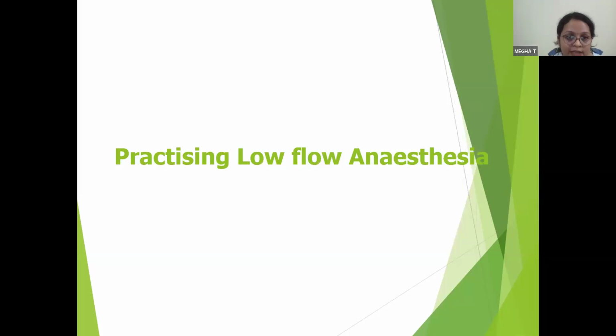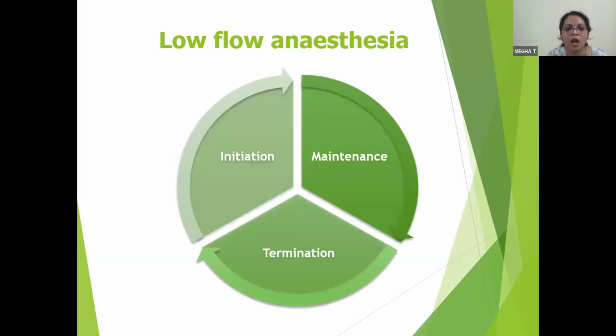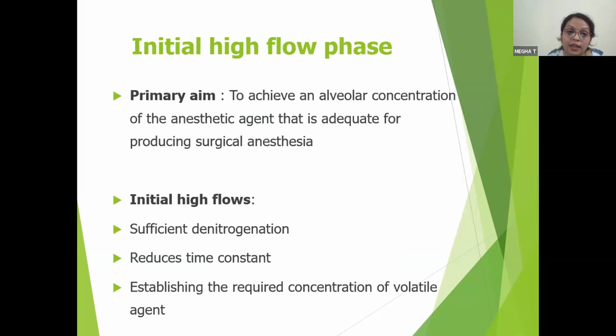So coming to, we have seen the theory part. Now, how do we practice? So it has been divided into 3 phases: initiation, maintenance, and termination. So initial high flows, as we have seen in the initial graphs, the initial uptake is very high. Hence, to achieve an alveolar concentration of anesthetic agent, it's important to have an initial high flow. So our aim here is to achieve an alveolar concentration of anesthetic agent that is adequate to produce surgical anesthesia, as well, the end tidal anesthetic concentration of 0.8 to 1 MAC that is required.